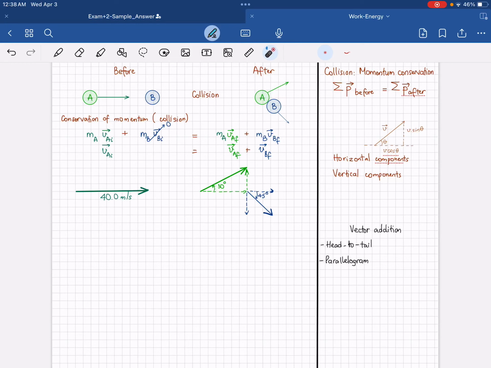Okay, so now let's just do the math. Here I analyze each velocity into its horizontal component and vertical component. The same for the final velocity for mass B, into the horizontal component and the vertical component. Why? Because that will make things easier, right?